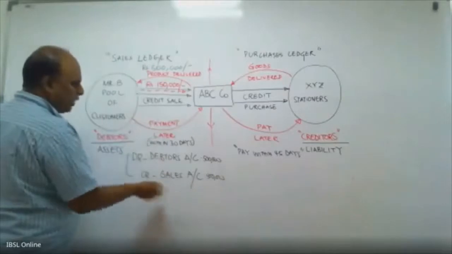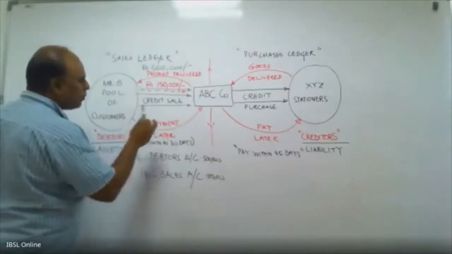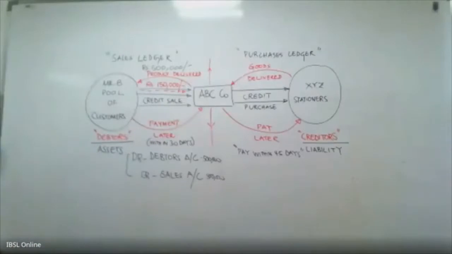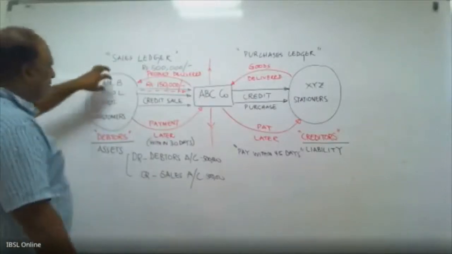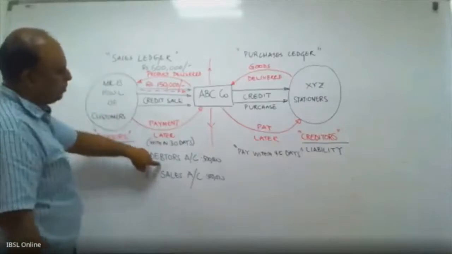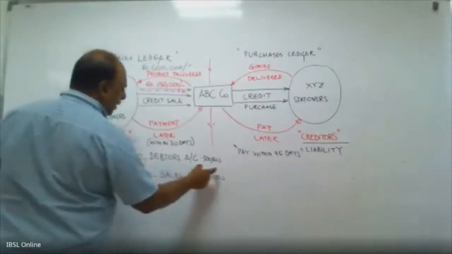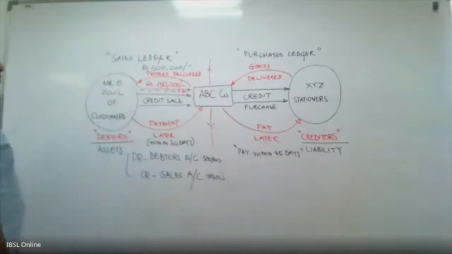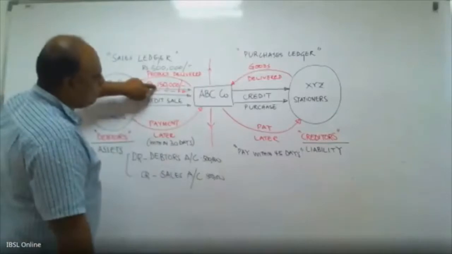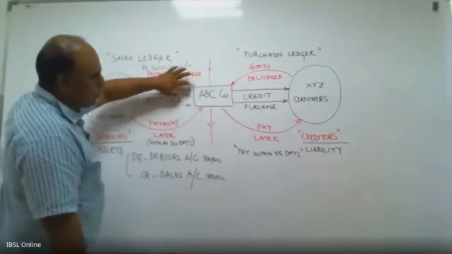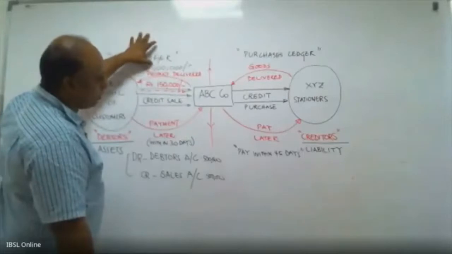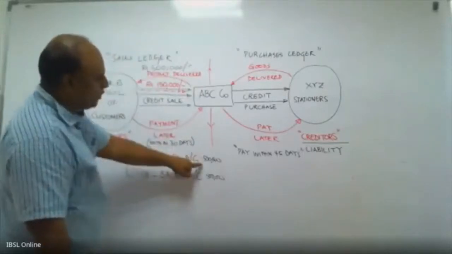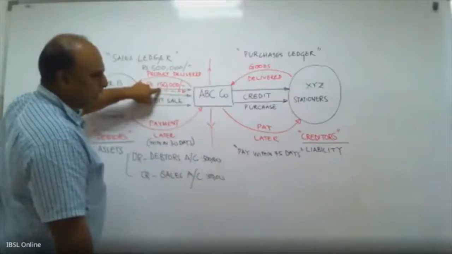So you take the total at the end of the month, and now you have to post it into the ledger. What is the double entry? Initially you said Mr. B is your debtor. How much was this debtor supposed to pay you? 500,000. But by the end of the month, 150,000 is already returned. So now this customer doesn't have to pay 500,000. He has to pay 500,000 less 150,000.